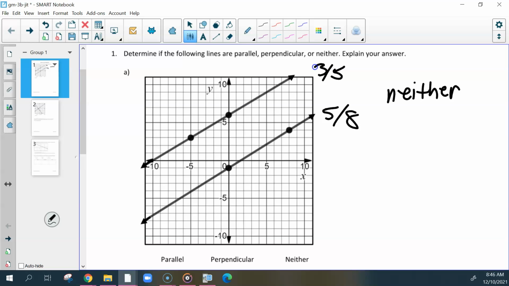But we can't just base it off how it looks. We also need to check the slope and see if they have the same slope. If it looks like they're not going to intersect and they have the same slope, then they're parallel. But if it looks like they're not going to intersect but they don't have the same slope, that means somewhere out here they're going to touch. It's not going to be a right angle. They're just going to intersect.